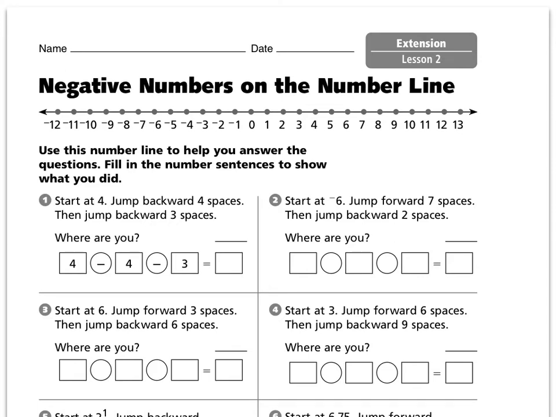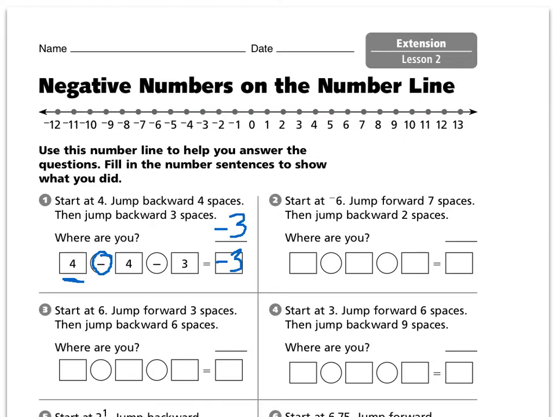Start at 4, so I'm going to start at 4, which is in the box. Jump backwards 4 spaces, which is negative. I'm going to be subtracting 4, so I'm going to be at 0 then. And then jump backwards 3 more spaces, which is subtracting, which would lead me at negative 3. Where am I? I'm at negative 3.